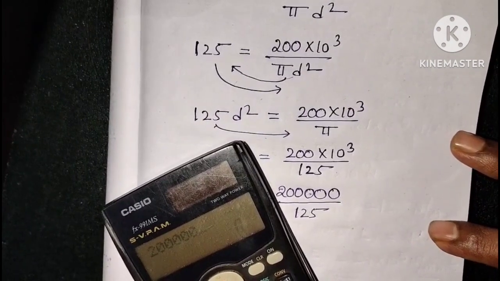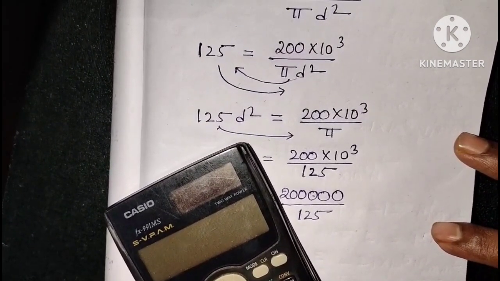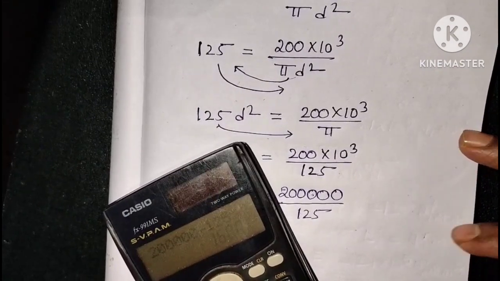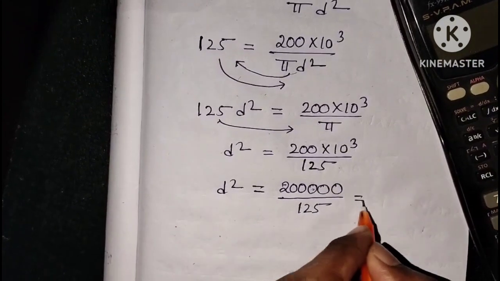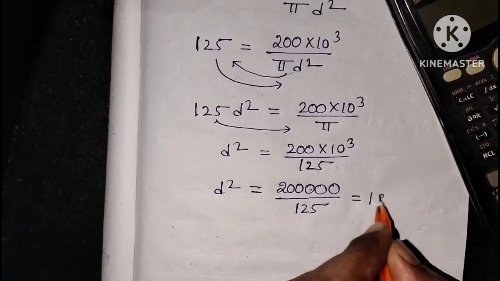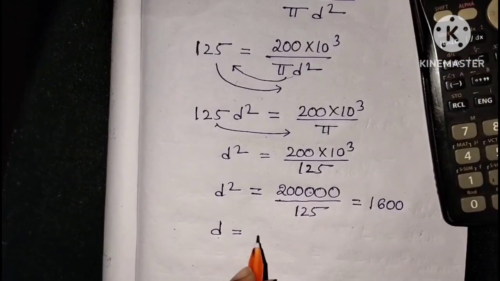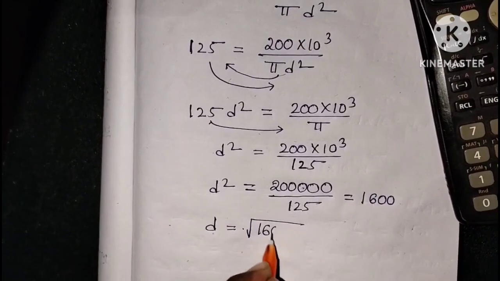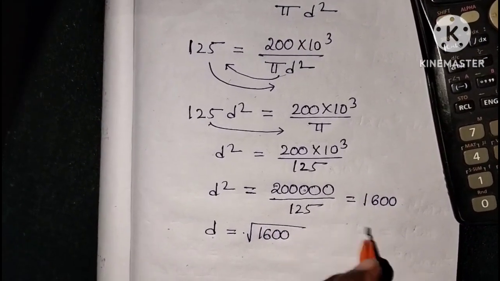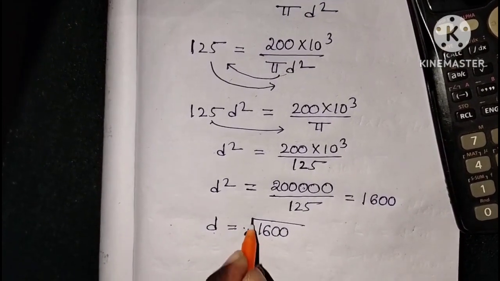Okay, so 2 lakhs by 125. Your value is 1600. You will get 1600. D square is equal to 1600. Now d is equal to, we know that diameter is always positive quantity, so root over 1600. Apply square root on both sides. Diameter is always positive, that's why you consider the positive square root.